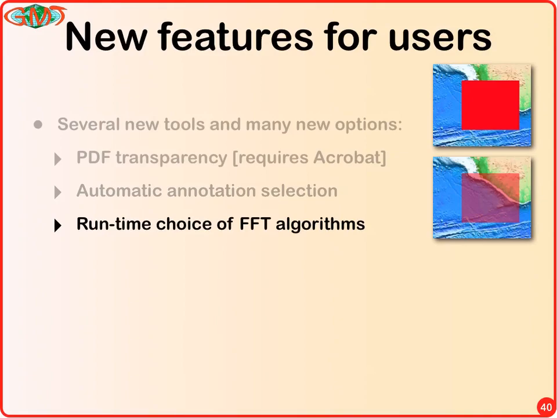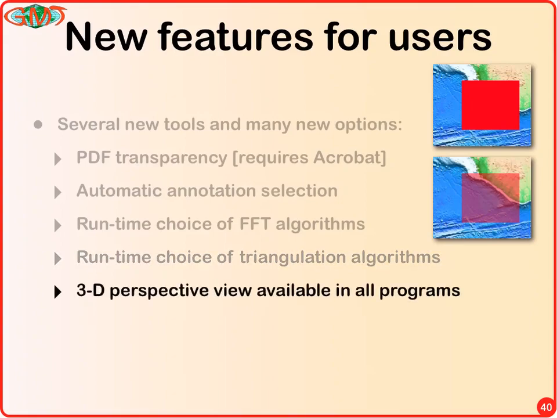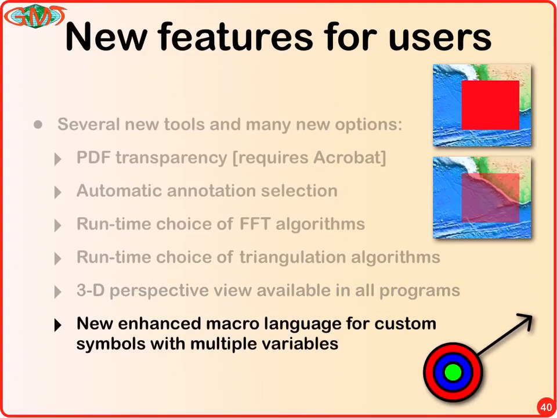You can choose which kind of FFT algorithm you want to use. This is important for people who do a lot of processing that needs the fastest FFT on the platform they're working on. You have a real-time choice of which kind of triangulation algorithm you want to use for Delaunay and Voronoi triangulations. And then the 3D perspective view is now available in all programs. And we have a new enhanced macro language for designing your own symbols, which can be multi-variable symbols.